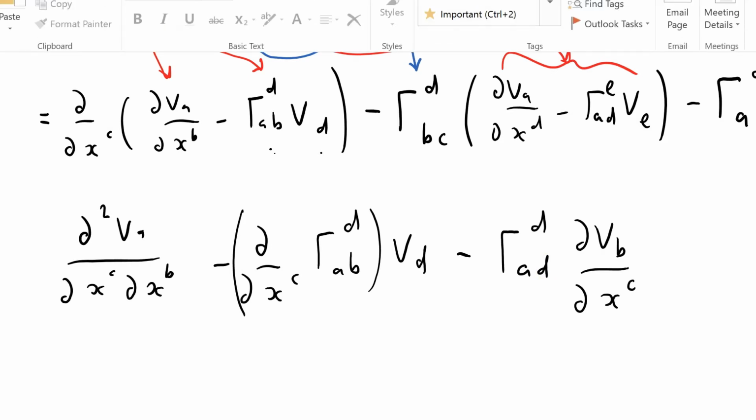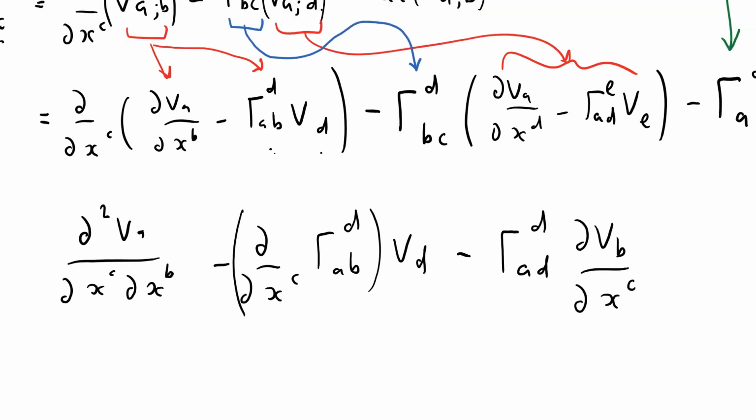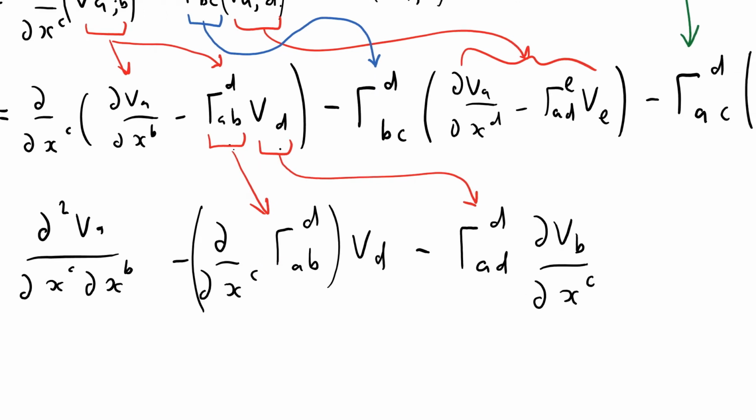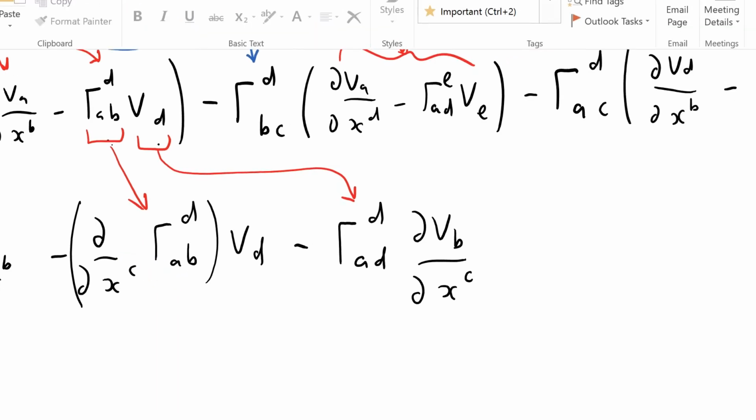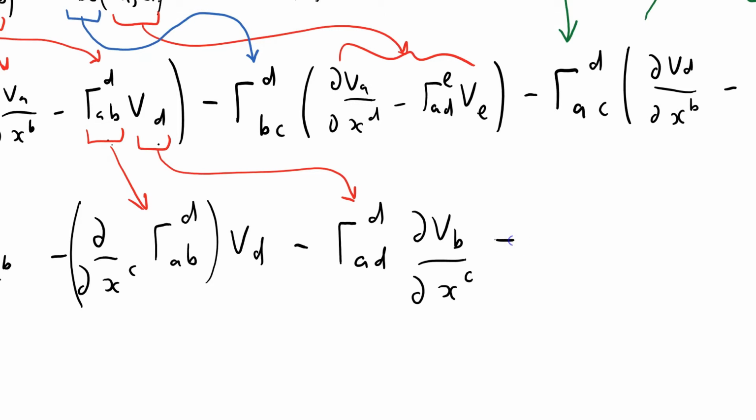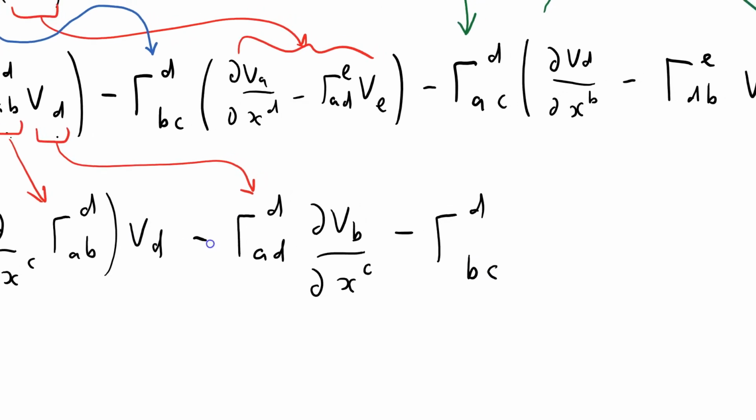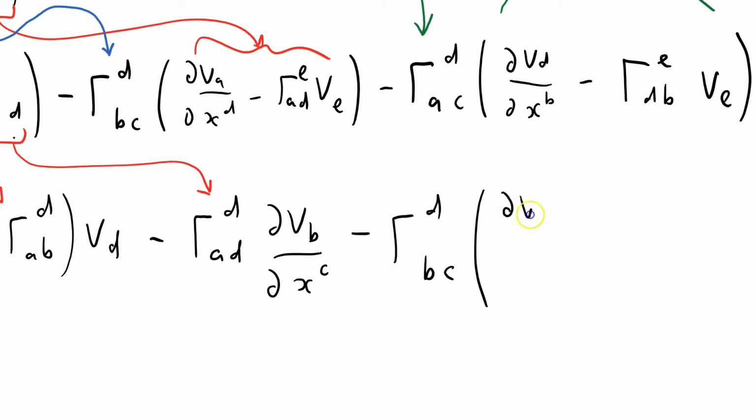Okay, so let me just draw my connections in there. That term is differentiated here, and I'll need the brackets, of course, because the differential doesn't extend to the V. That term there is this one here. Have I got my sign right? Yes, they're both minuses. Back to black. Minus Christoffel symbol, DBC, times di VA by di XD.